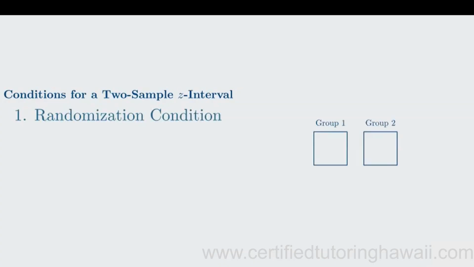Before we can start crunching numbers, we must ensure our data meets certain criteria. If these conditions aren't met, our interval might be misleading or flat out wrong. There are three main conditions we need to check. First is the randomization condition. The data should be collected using two independent random samples. Alternatively, if we are looking at an experiment, the subjects must have been randomly assigned to the two treatment groups. This ensures that our samples are representative of the populations we're studying.